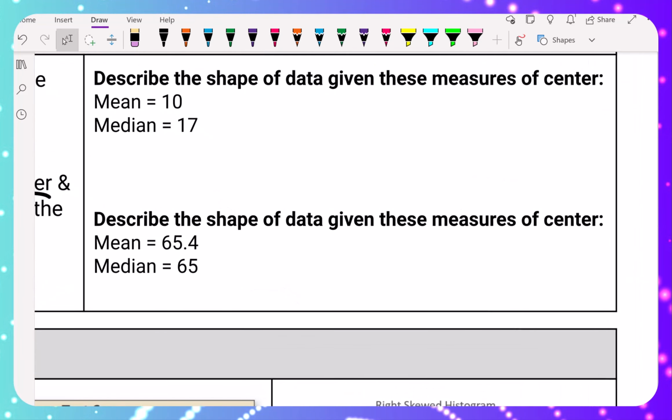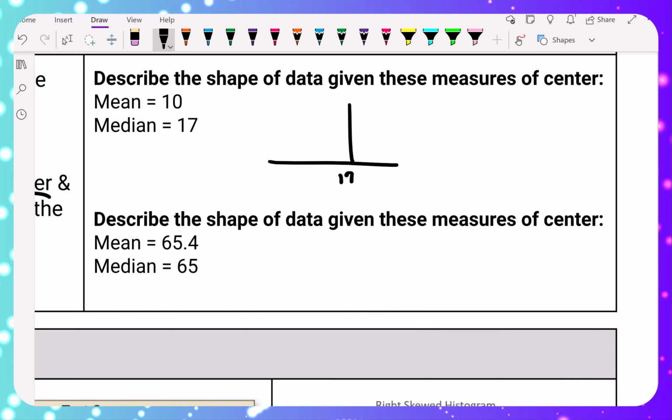Okay, we don't have a visual here, so you have to really think about it. If I have a median, remember your median is at 17. So let's say I've got a median at 17. This is my median, and my mean is 10. So the mean is going to be over here on the left.